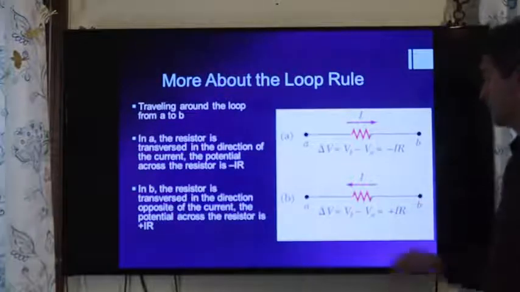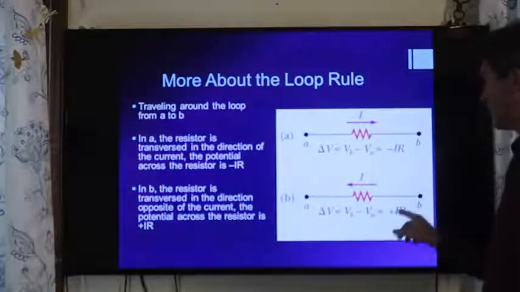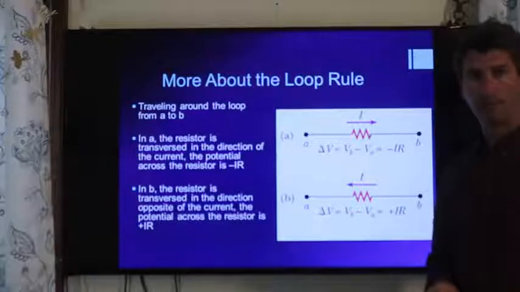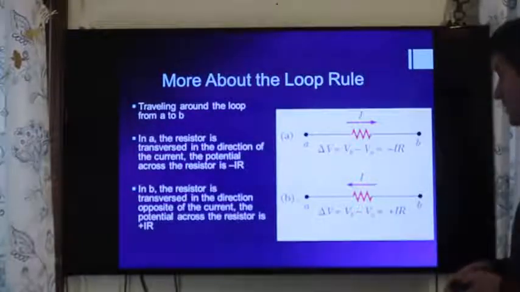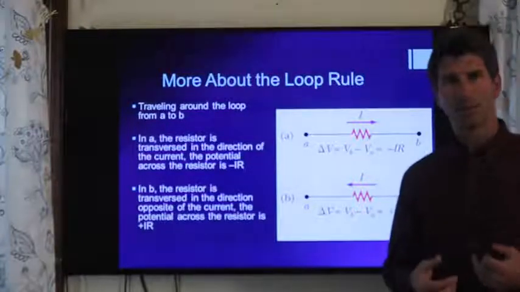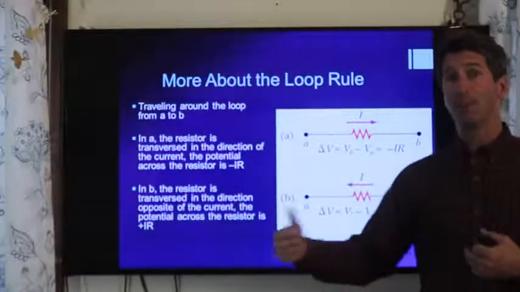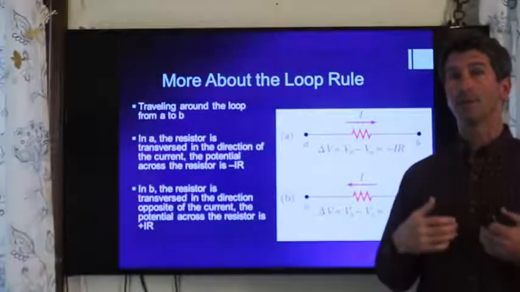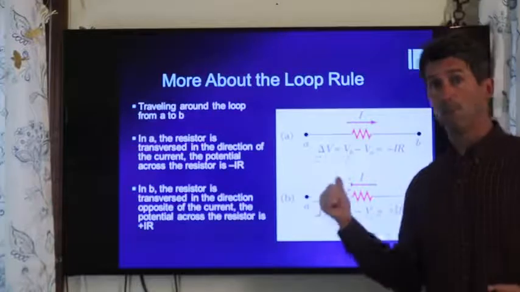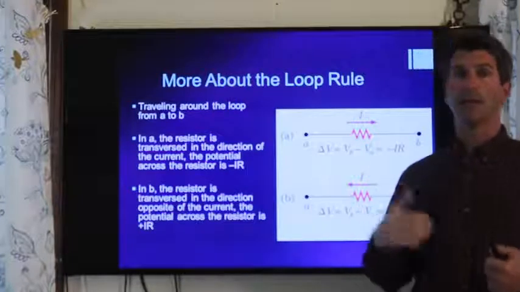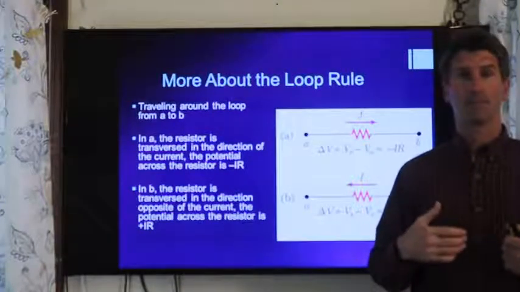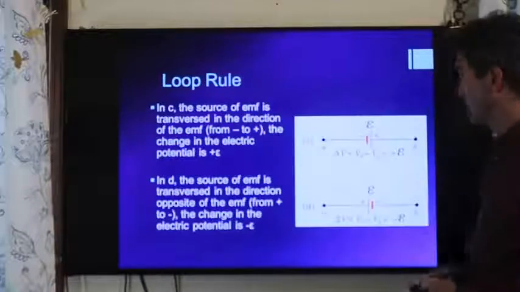Going against the current, delta V from A to B becomes positive IR. So it's very important to notice that it's a little counterintuitive, because you think, oh, I'm going with the current, it's going to be positive. No, it's going against the current which is positive for a resistor, and going with the current is negative.